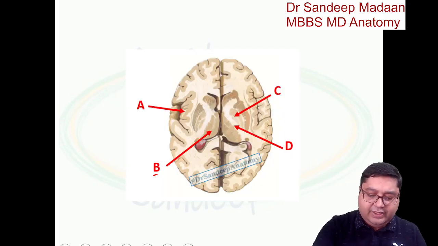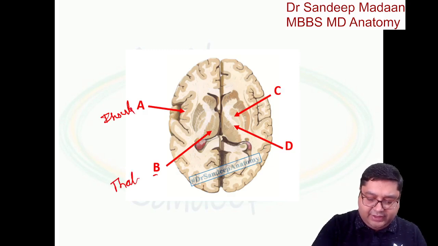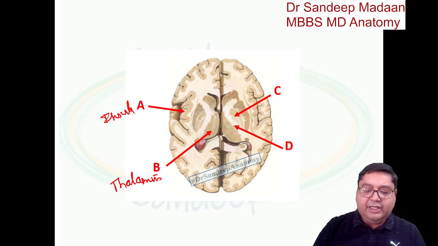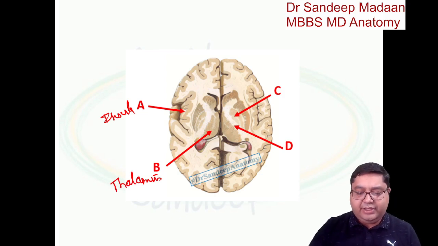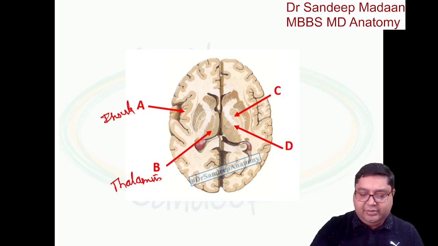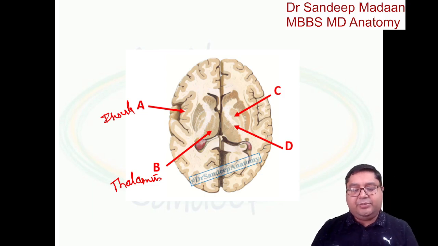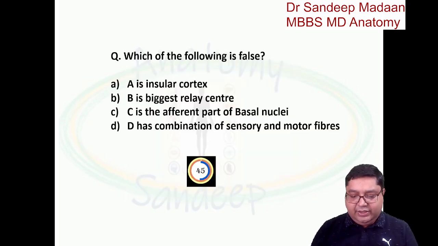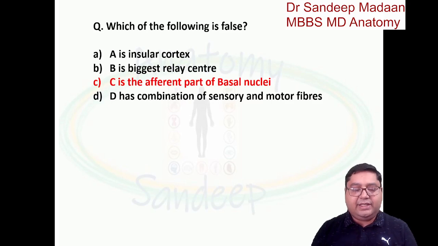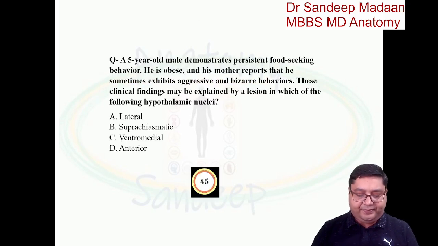So what is A? A is the insula, and B is the thalamus, that we have understood. Obviously this is the biggest relay center. C is the globus pallidus, which will be the efferent unit, not the afferent unit. And D will be the internal capsule, especially the posterior limb of it, right? Now we have understood C will be the correct answer. Let us move on to the next question.